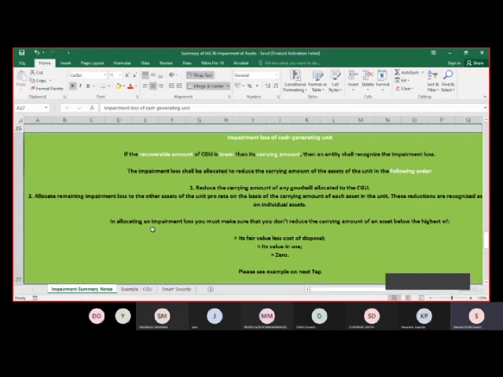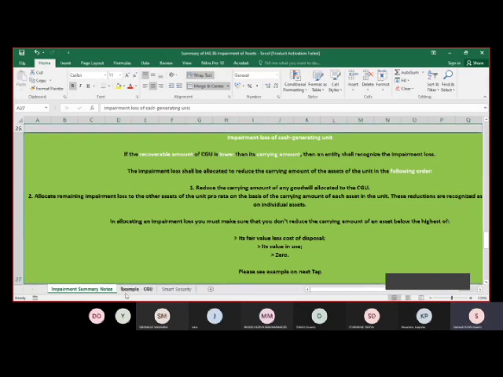Yeah, here. In allocating an impairment loss, you must make sure that you don't reduce the carrying amount of the asset below the following. So the carrying amount of an asset after you've allocated the impairment shouldn't be below the highest of the two: fair value less cost to sell, or value in use. In allocating an impairment loss, you must make sure that you don't reduce the carrying amount of an asset below the highest of the two.